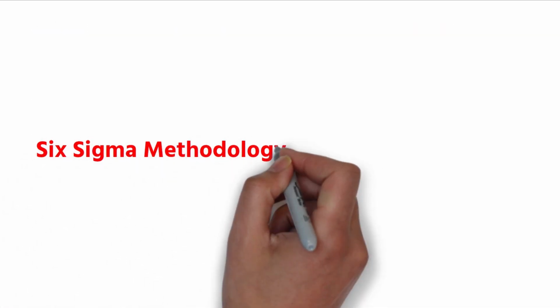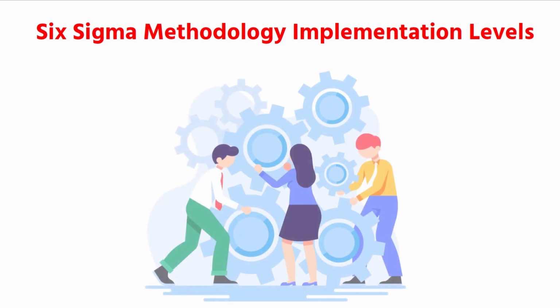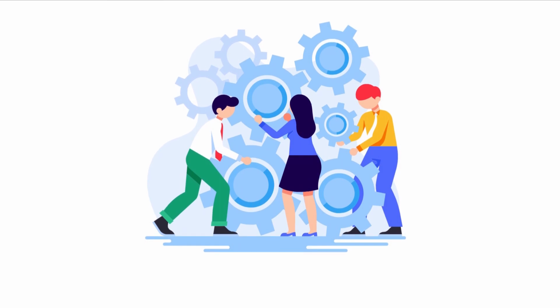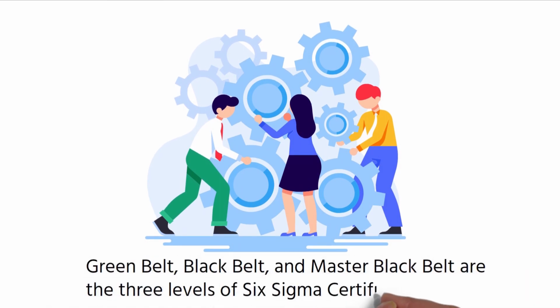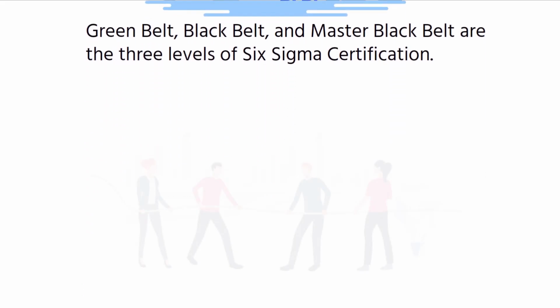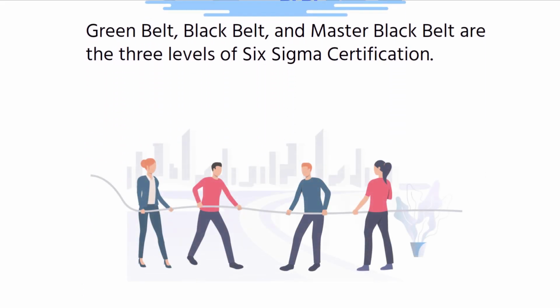Six Sigma methodology implementation levels. Six Sigma implementation necessitates specially trained staff and certified professionals. Green Belt, Black Belt, and Master Black Belt are the three levels of Six Sigma certification. There are also white and yellow belt roles, but their task is to assist higher level belts.